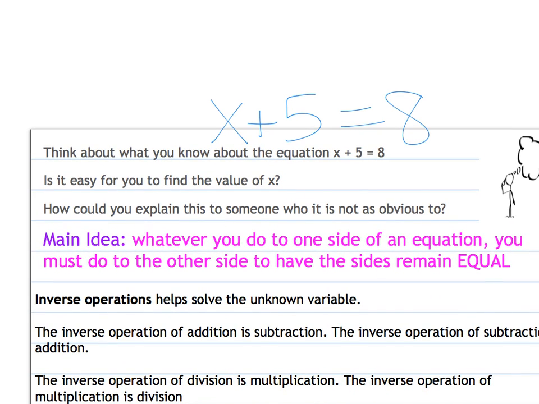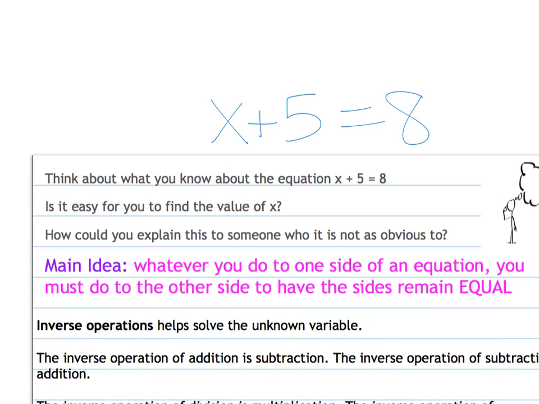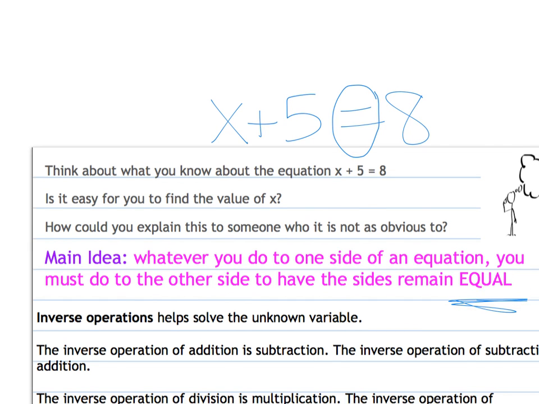So the main idea is that whatever you do to one side of an equation, you have to do to the other side so that the sides remain equal. If you think about an equal sign, it's like a balance. If you have siblings, you want your parents to spend the same amount on you as they spend on your siblings. If they don't, it's unequal. We want it to stay equal, so that's the goal when looking at equations.